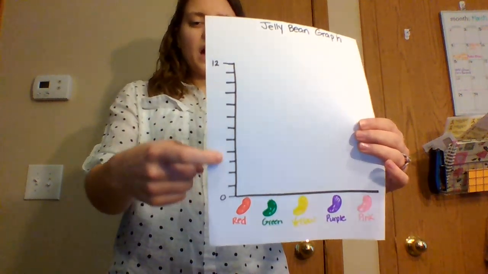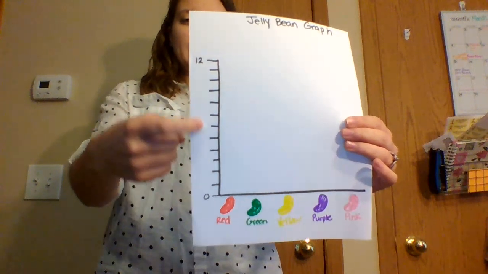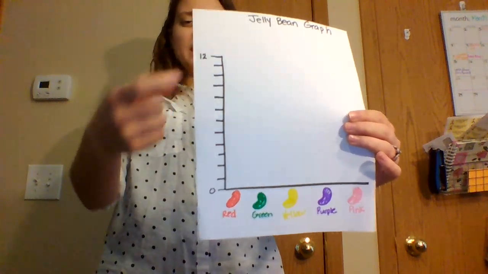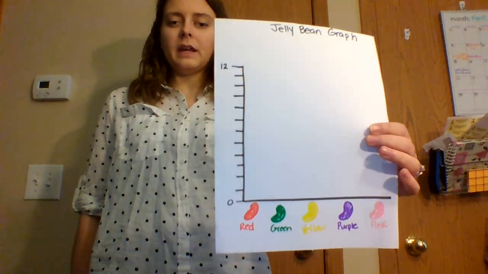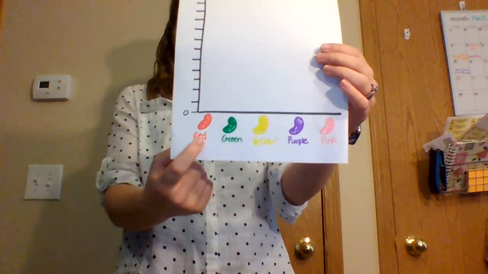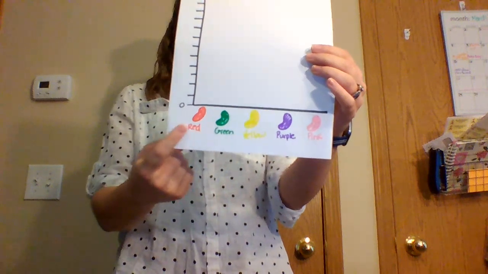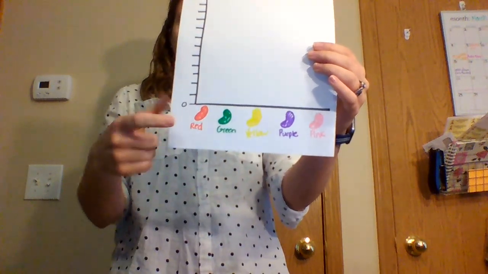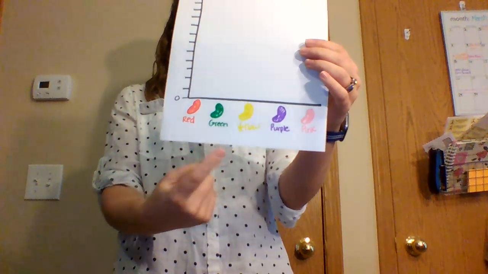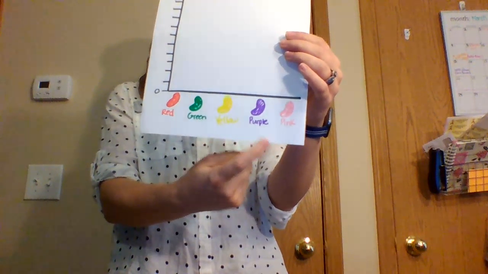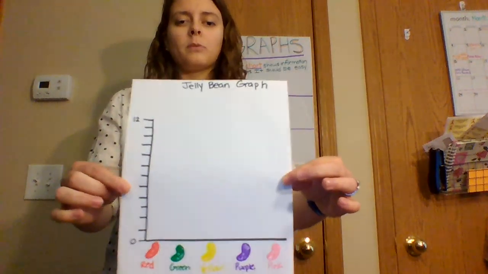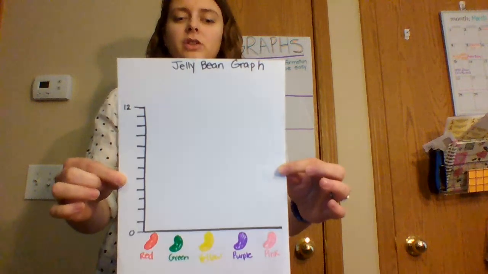You can see on this side, I've got my data portion ready. Data is the number of each. And then here are my names, or it could be types of pets. Again, these are my labels. So I'm going to look for red jelly beans, green jelly beans, yellow jelly beans, purple, and pink jelly beans. And I'm going to graph how many of each that I have.